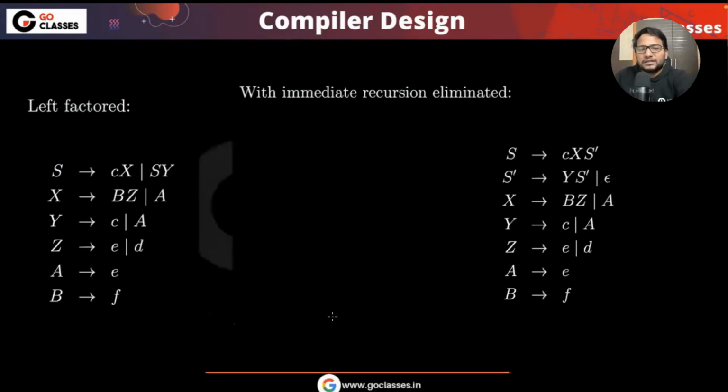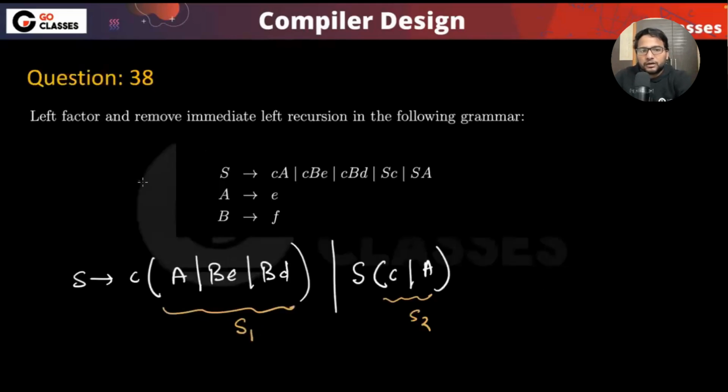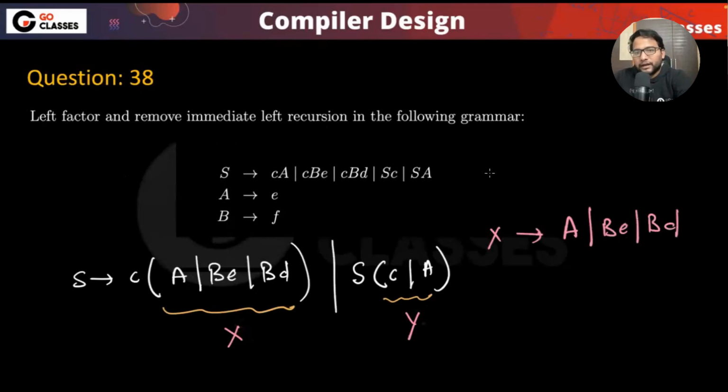So what is the answer after the left factoring? Let's just call it capital X and capital Y, just to match with the answer. This capital X will again have the left factor term, since the left factoring is not removed. So it will be capital A, capital B, small e, capital B, small d. And then S will be small c, capital X, capital S, capital Y. And Y will be small c, capital A.